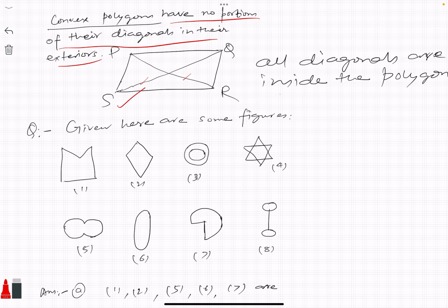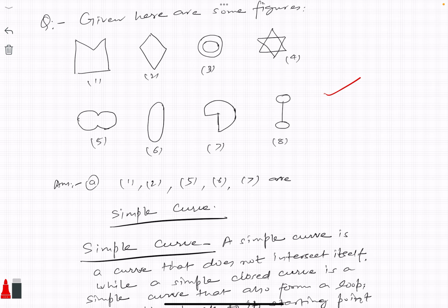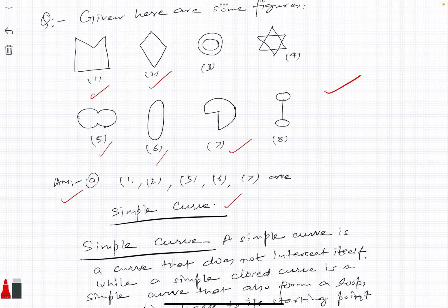Given here are some figures. You have to say which figure is a simple curve. The answer is 1, 2, 5, 6 and 7 are simple curves. These figures are made without lifting the pencil.